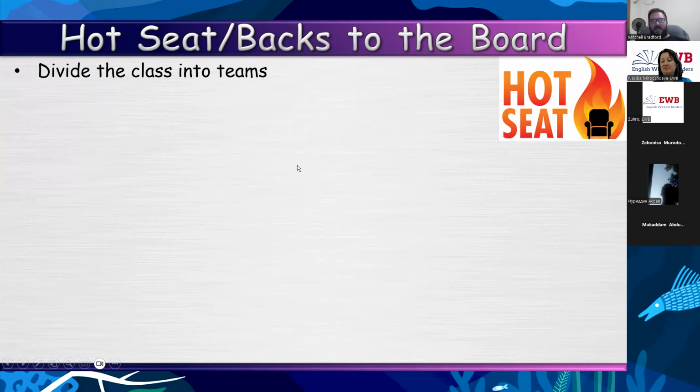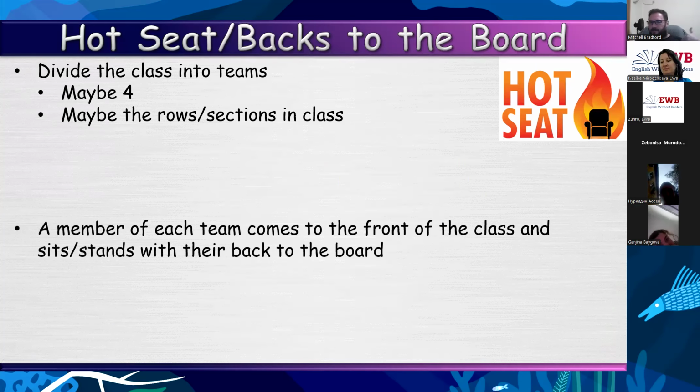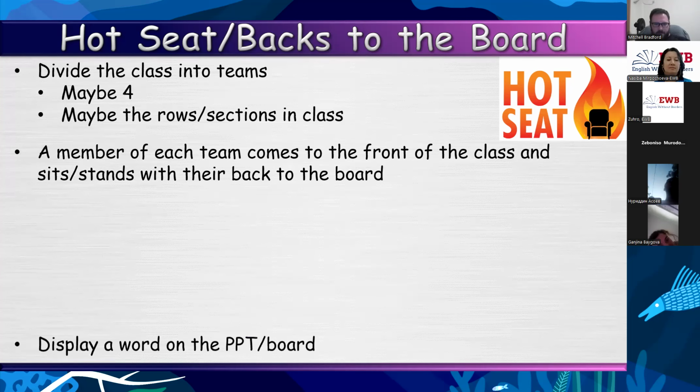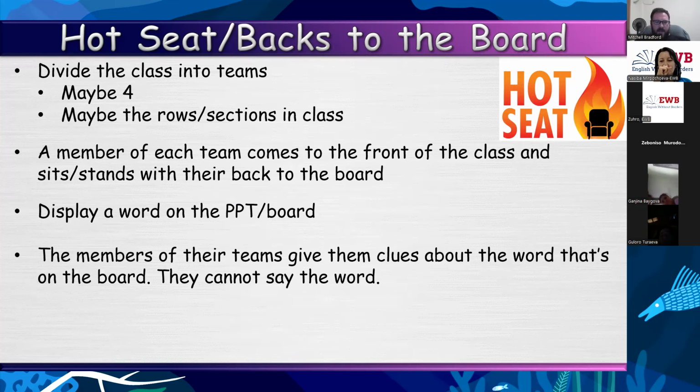Okay, great. Something kind of similar is called a hot seat or back to the board. Once again, divide the class into teams, maybe four, made by the rows or sections in class. A member of each team comes up to the front of the class. They sit with their back to the board, so the PPT is behind them. You show a word on the PPT or you write a word on the board, and the members of their teams give them clues about the word that's on the board. They cannot say the word, they cannot act it out.